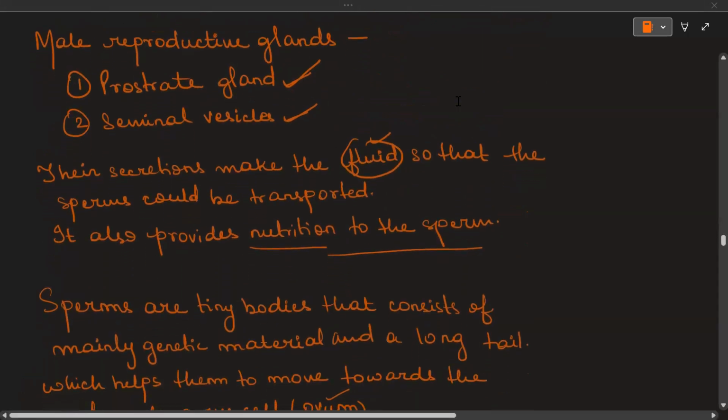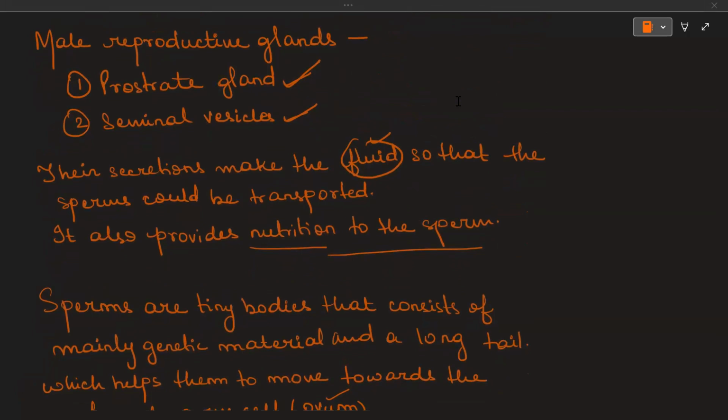Both of these glands, the prostate gland and the seminal vesicle, secrete fluid. Fluid is a liquid-like substance. This substance is there so that the sperms could be transported, sort of providing a medium. A fluid medium or a liquid medium is provided to the sperm so that they can be transported. Now, apart from providing the medium for transportation, they also provide nutrition. Is it clear to everybody? Yes, ma'am.